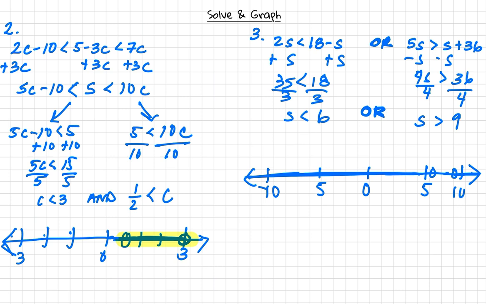So when we highlight the versions that are part of it, you're going to have a part here in the middle that's not involved, and that is indicative that your inequality involves or.